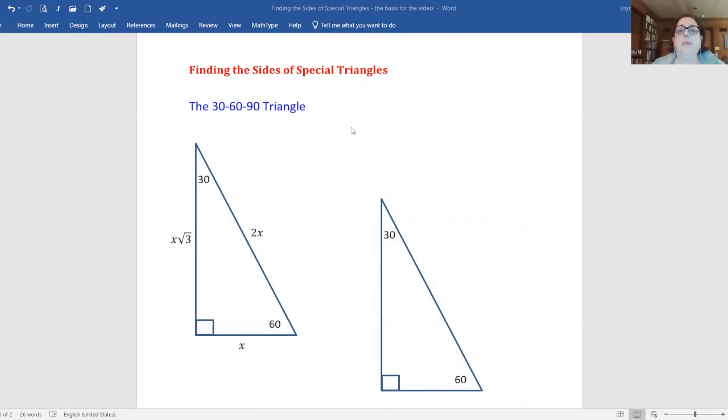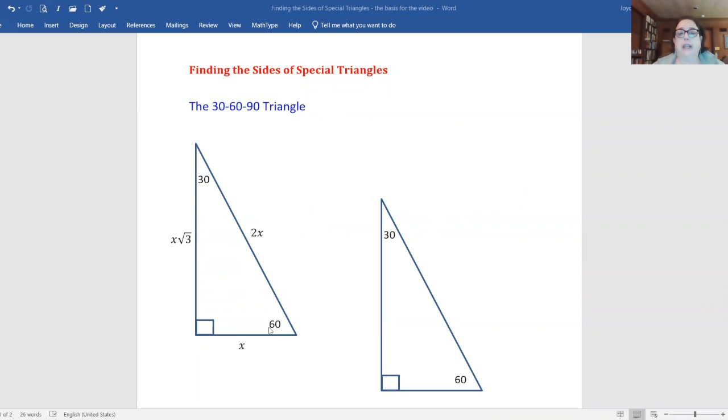Okay, in this video, we're just going to learn how to find the lengths of the sides of special triangles. The first is the 30, 60, 90 triangle. And because there's a specific pattern for the length of the sides in this triangle, it's very easy to just get one side of the triangle and find the other two.